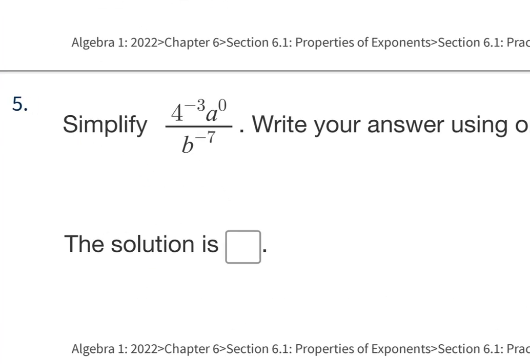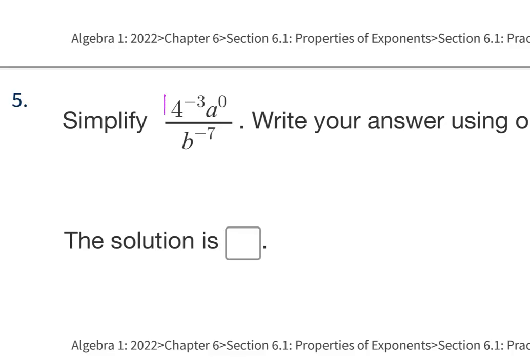Number 5, this is one piece. This is another piece. And this is the final piece. Oh yeah, we do have one where there's a negative exponent in the denominator. So this green part is going to go up, the purple part's going to come down, and the red part is just 1. So our final answer is b to the 7th over 4 to the 3rd power.